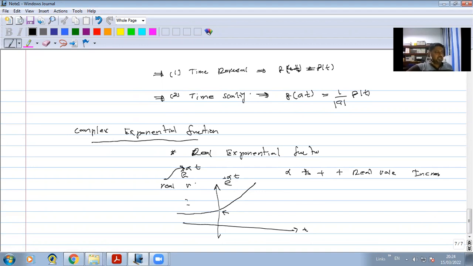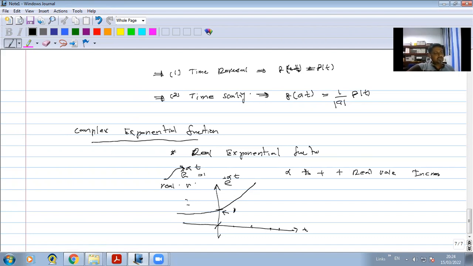So what is this crossing point? This is not the 0% point. Normally we refer to this as the axis crossing point. So this is the y-axis crossing point, at x is 0 or t is 0. So what is this value? When t is 0, e to the power 0, you know that it is 1.